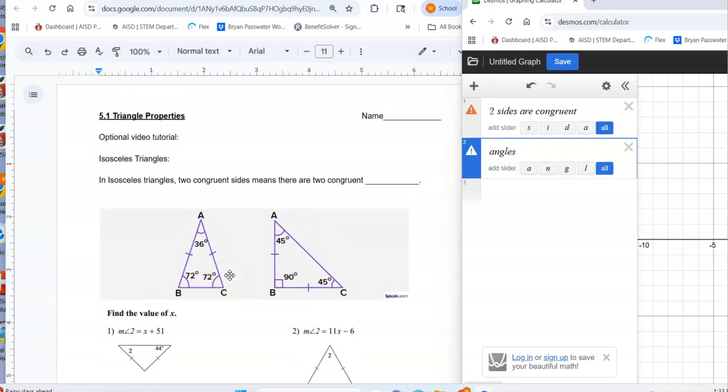Hi. All right. So here's a video lesson about the triangle properties of today. There are three different things I got to talk about.